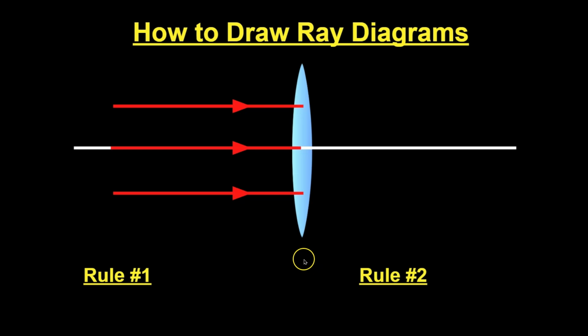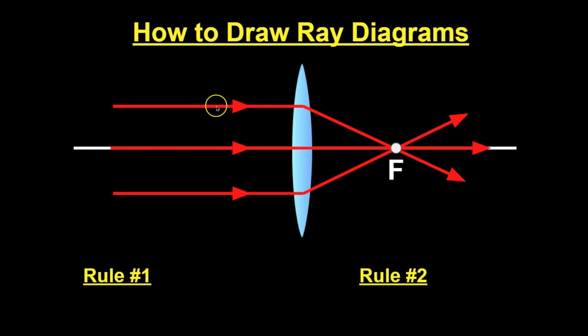In this video, you'll learn some simple rules to draw ray diagrams for lenses. We're going to start with these three beams of light that we're going to shine through a convex lens. You'll notice that when these lights go through the convex lens, they refract towards each other and they converge at a point which we call the focal point.